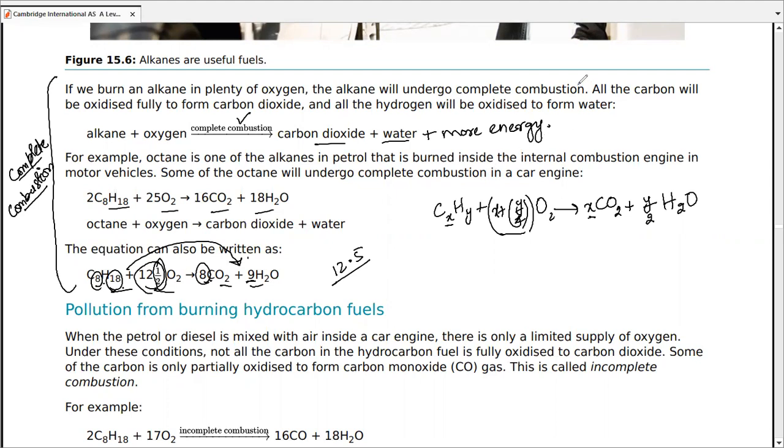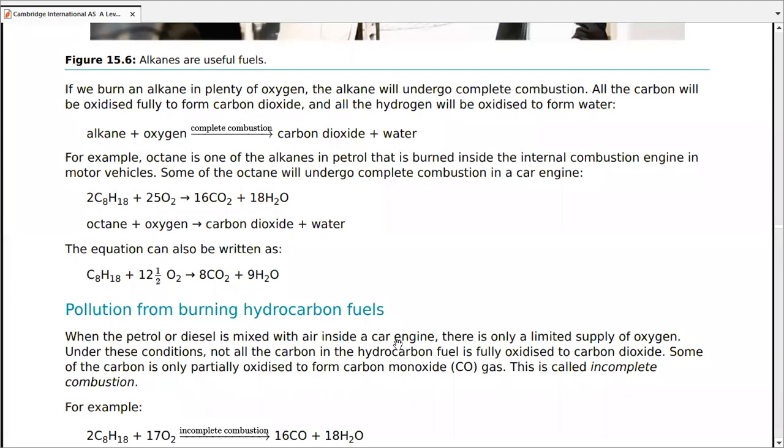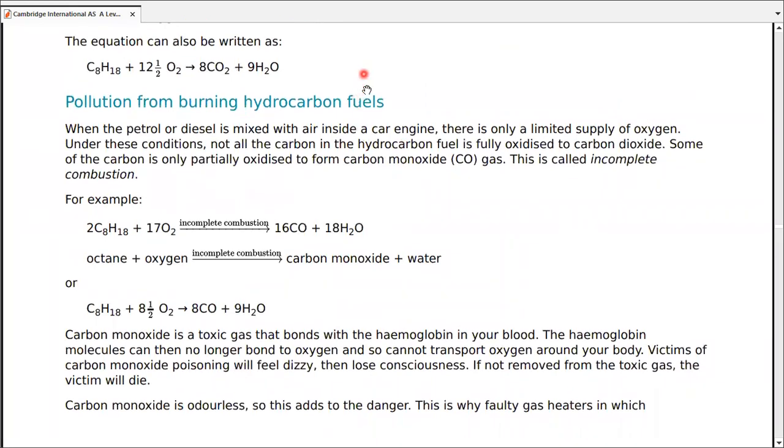Now, moving on to the next part, this whole thing is going to be incomplete combustion. Back in IGCSE, incomplete combustion was totally about producing carbon monoxide and water, but this time it's really going to be a step up because we are going to discuss it differently.